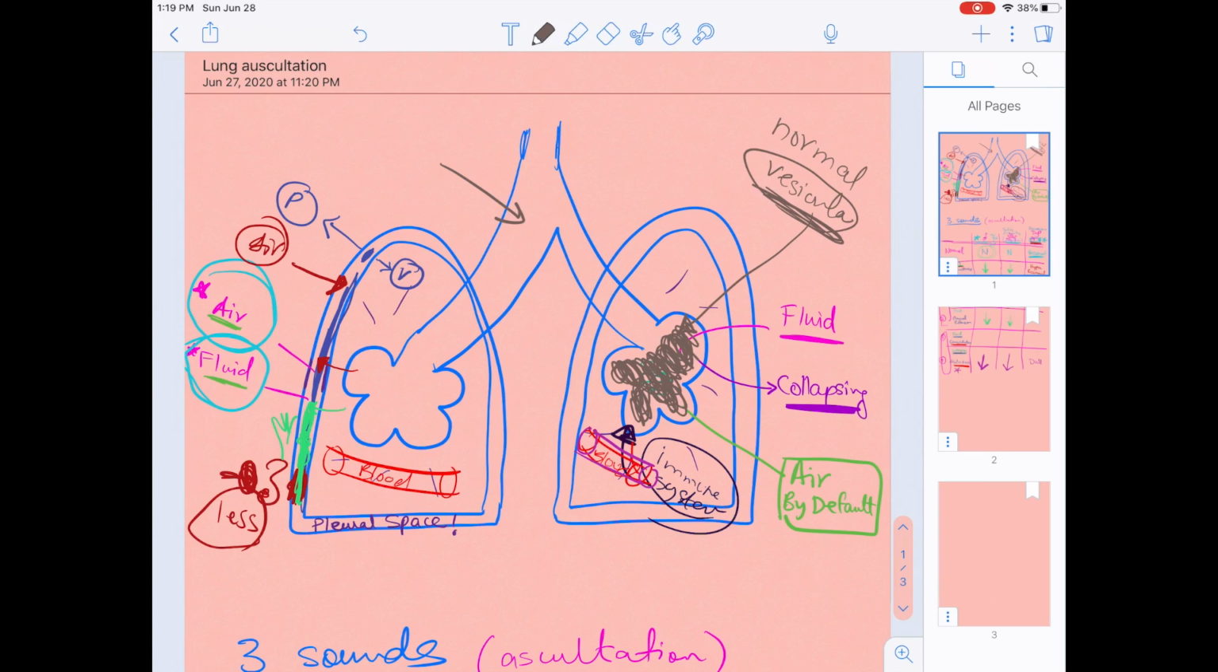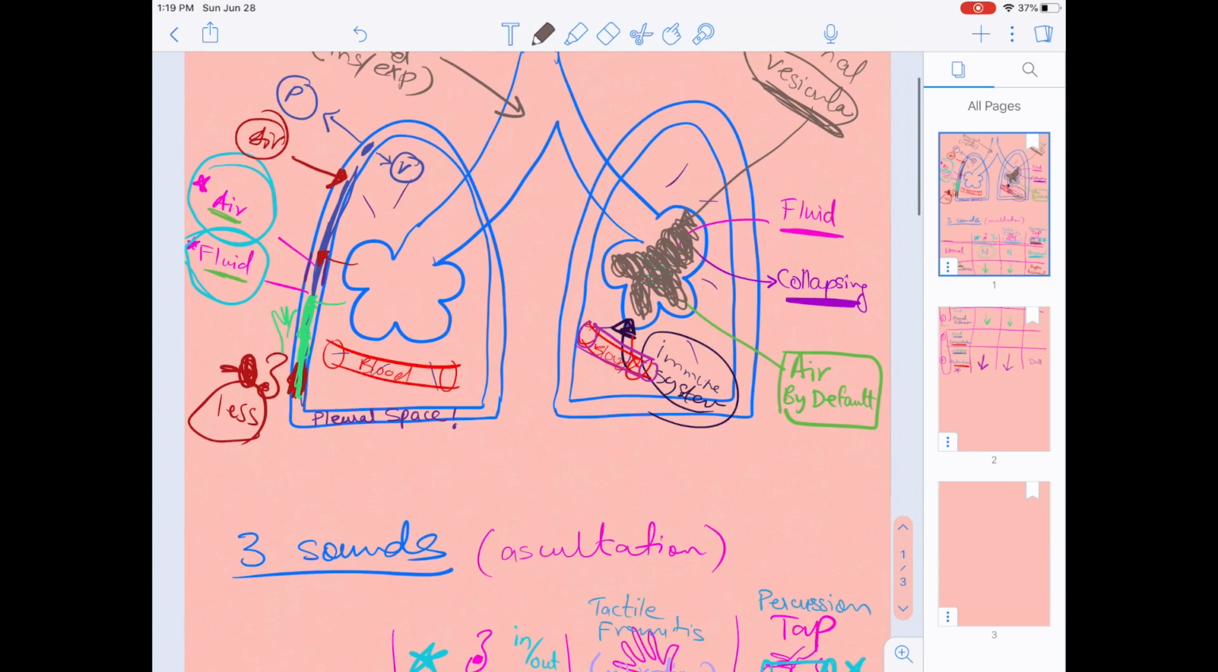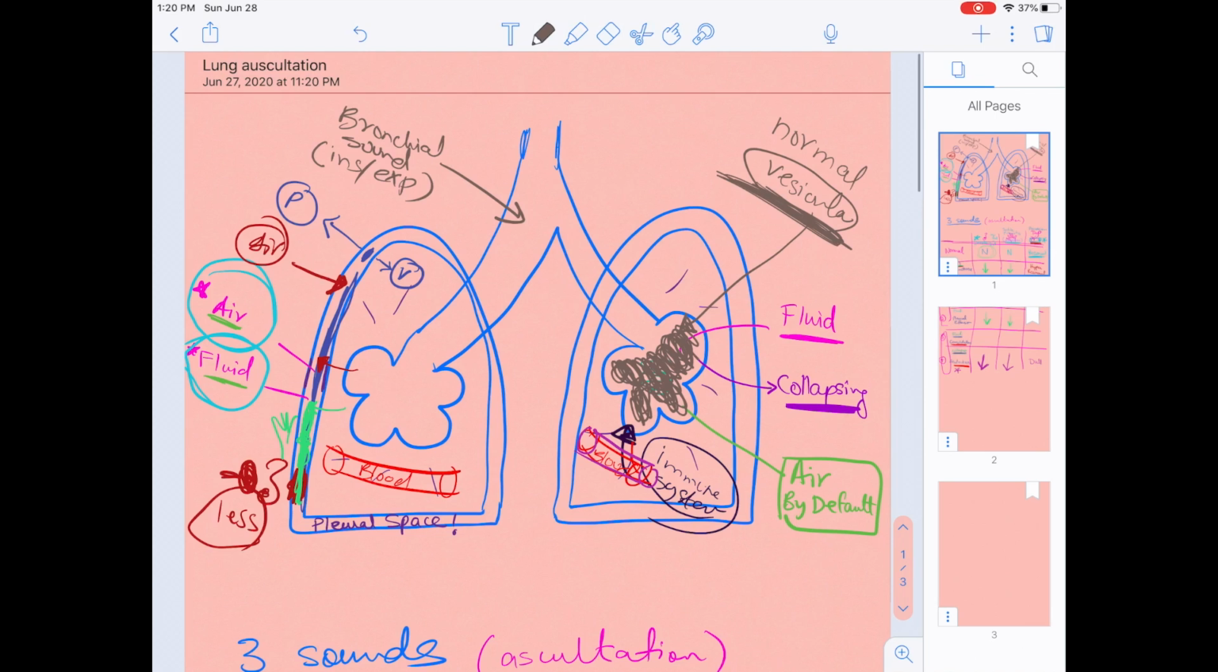But if you hear over here the bronchial sound, that would be where you hear the breathing in and out divided. So that's this sound, the bronchial sound that we hear at the upper airways, at the bronchial level. So we hear inspiration and expiration separately. So when I'm putting my stethoscope, I'm going for the normal vesicular sound, which is the sound that I should hear at the alveolar level.